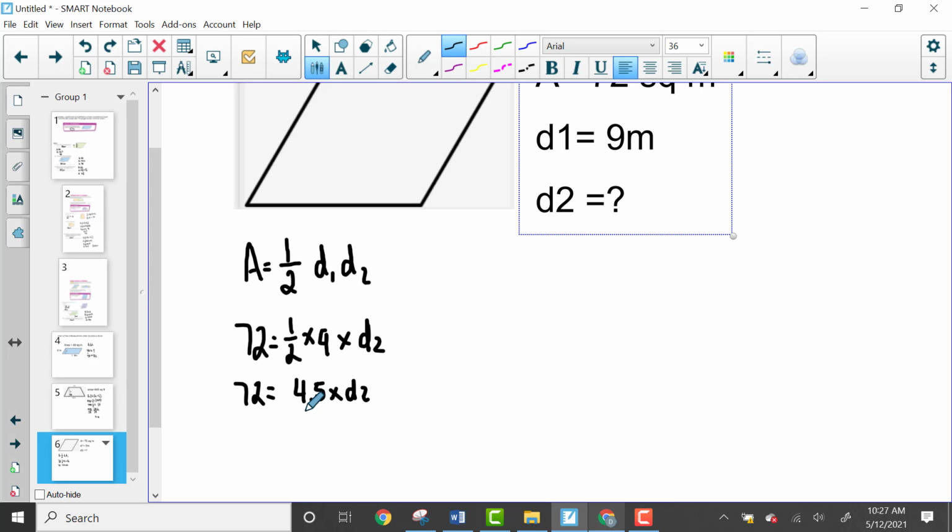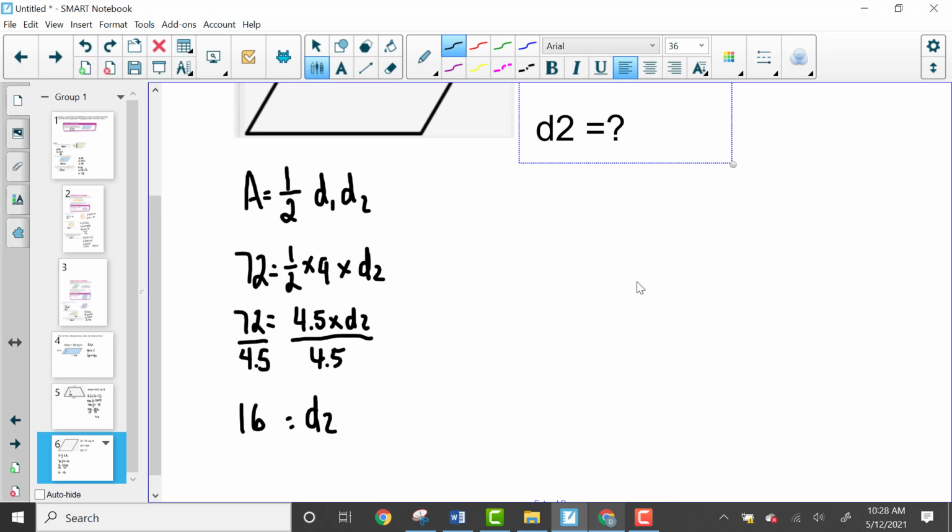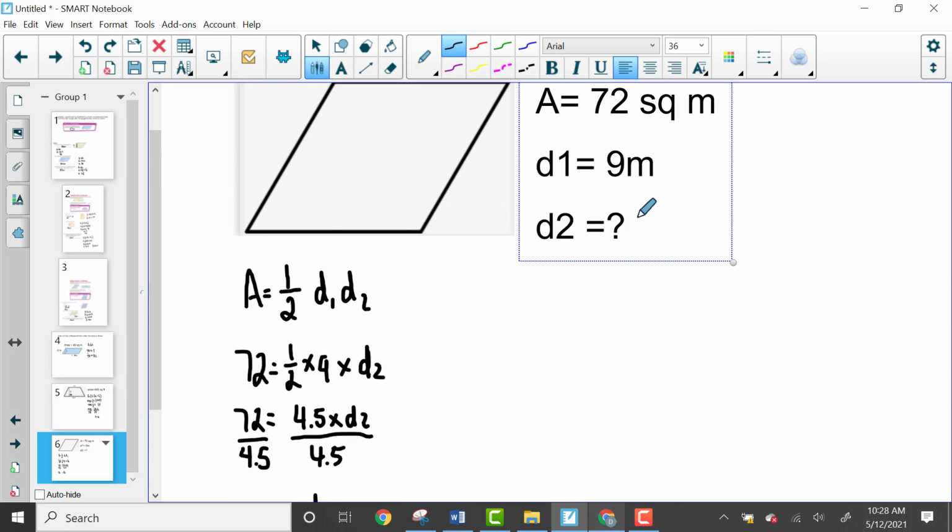Now our next step, we can divide both sides of the equation by 4.5. And what that does is that brings our diagonal 2 down. And then now we have 72 divided by 4.5. And that is going to give me 16 for my diagonal 2. So 16 meters.